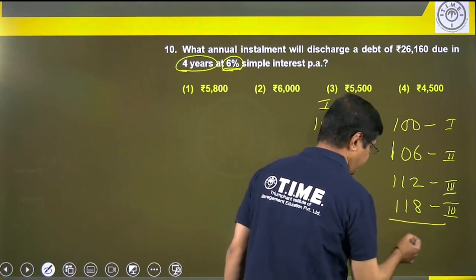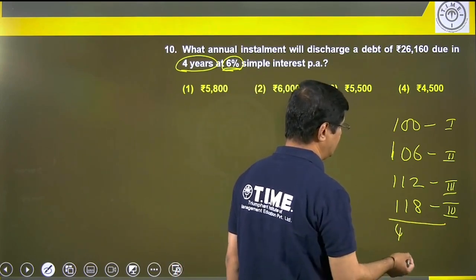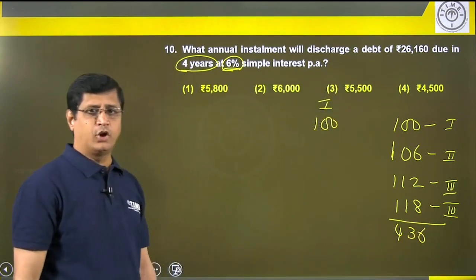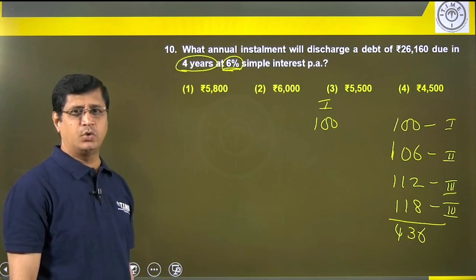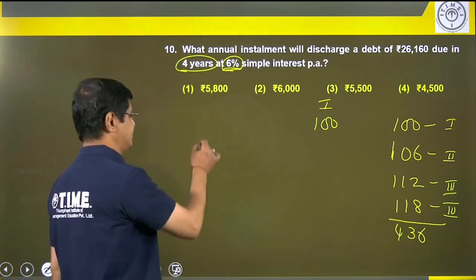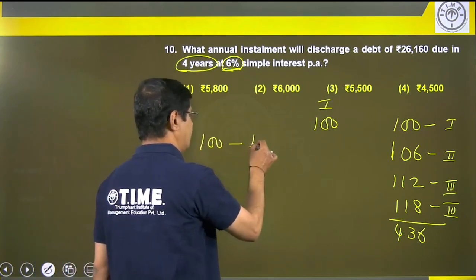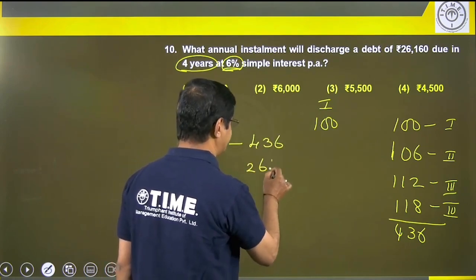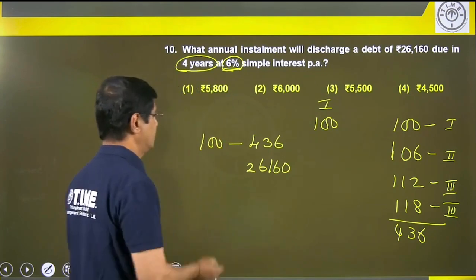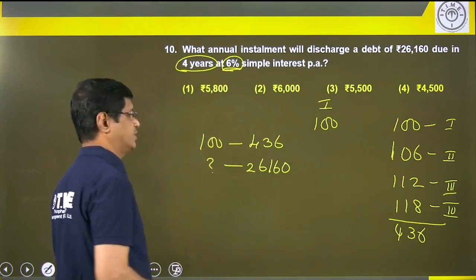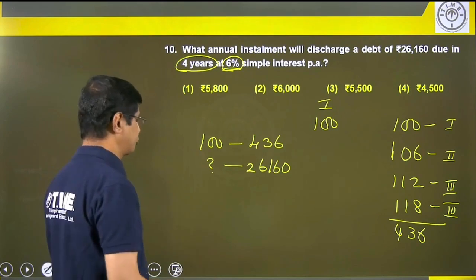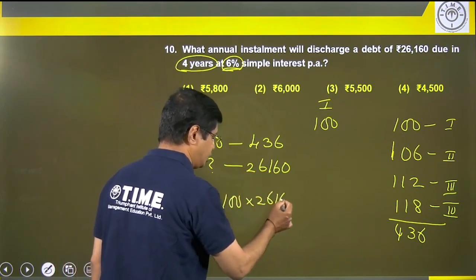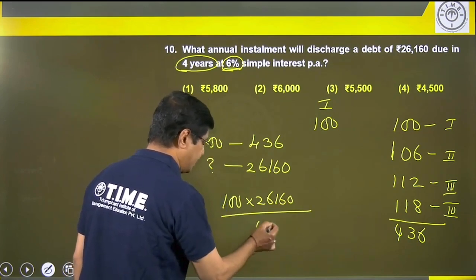What is the total value here? Total value if you observe 436. When 100 rupees is the installment, he is clearing a debt of 436. And what to find here? When the due is 26,160, then what is his annual installment? Okay, doing cross multiplication. So 100 into 26,160 by 436.